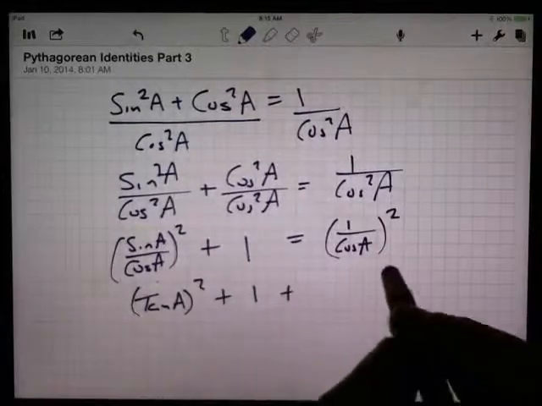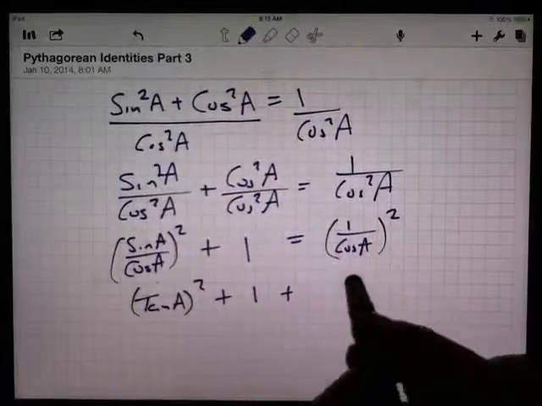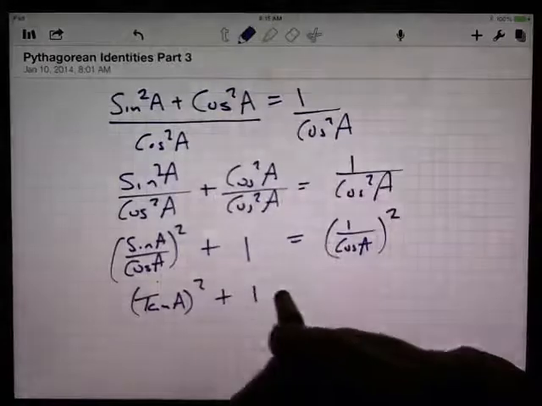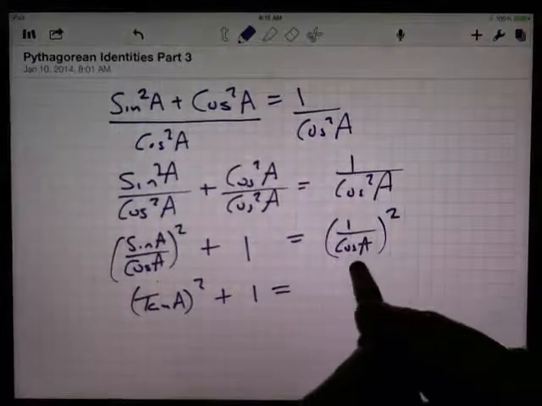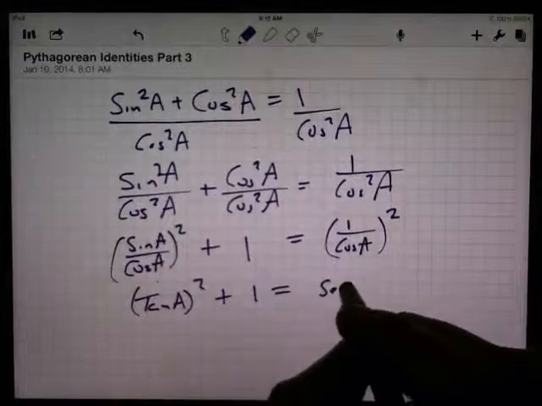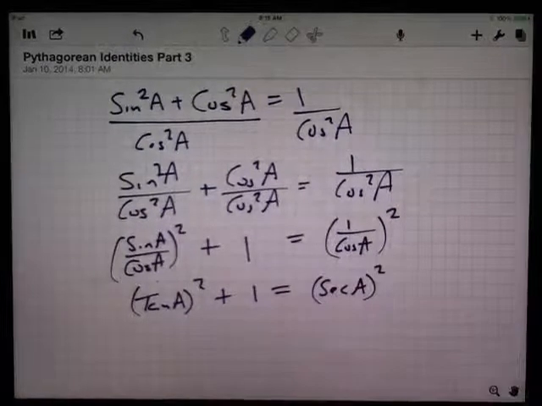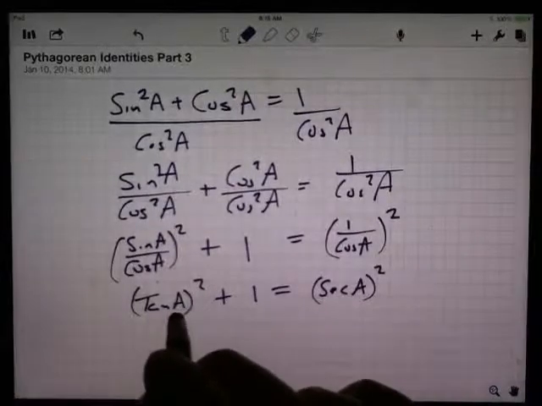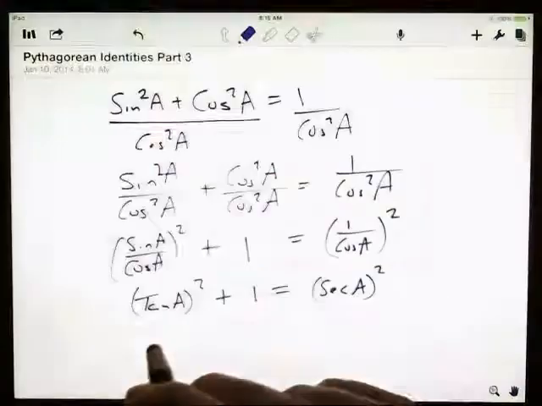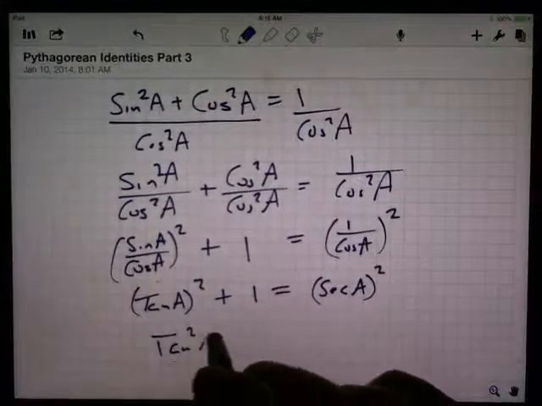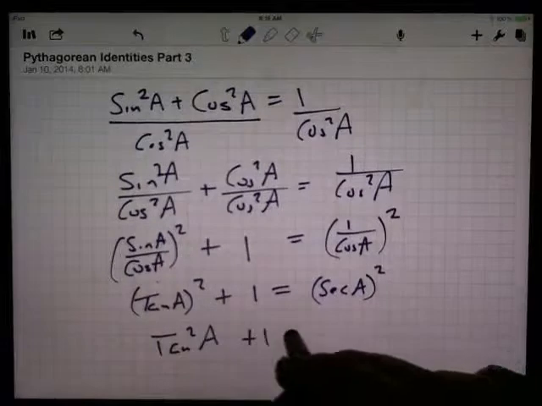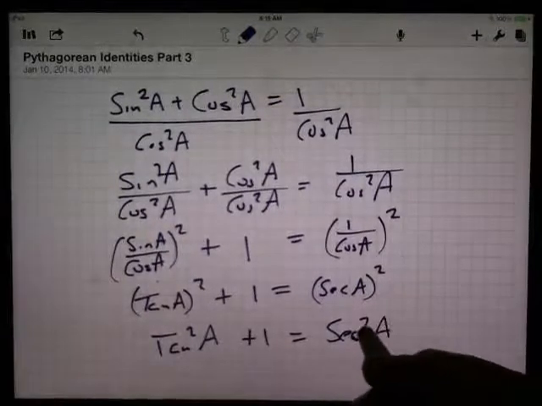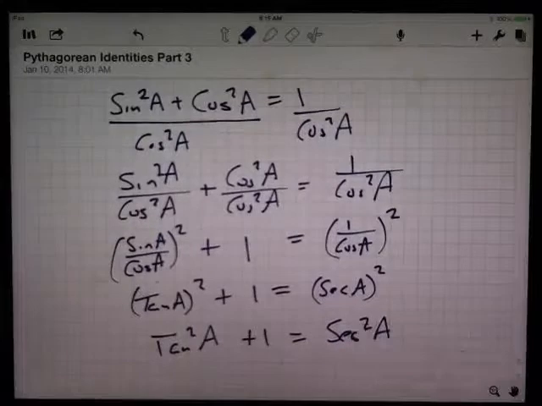There's a 1 right there. Here's a reciprocal identity. 1 divided by the cosine of a. Sorry, that shouldn't be a plus sign. That should be an equal sign. 1 divided by the cosine of a, that's the secant of a. And then, just to write the notation the way we usually do, tangent of a, that whole quantity squared, is also written as the tangent squared of a plus 1 equals the secant squared of a. And there you have that second Pythagorean identity.